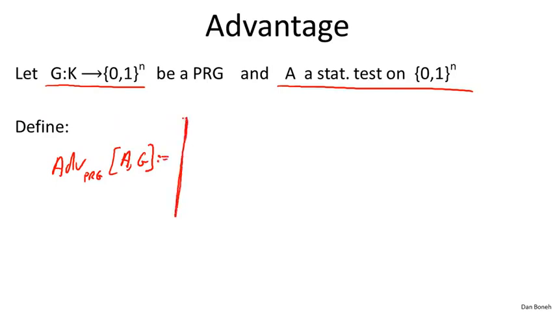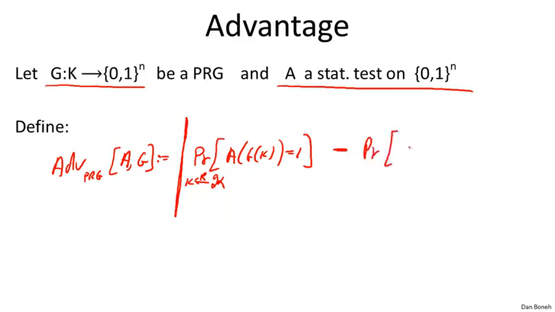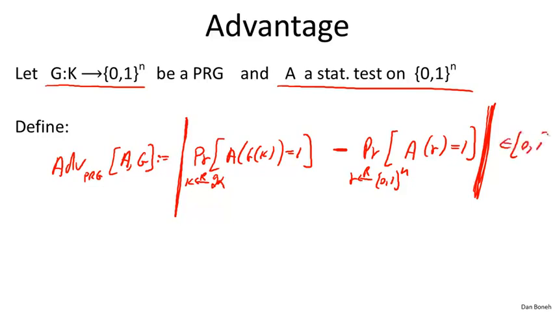It's basically the difference between two quantities. The first quantity is basically we ask how likely is the statistical test to output 1 when we give it a pseudorandom string. Here k is chosen uniformly from the seed space. And we ask how likely is the statistical test to output 1 when we give it a pseudorandom output generated by the generator. Versus now we ask how likely is the statistical test to output 1 when we give it a truly random string. So here r is truly random in {0,1}^n. And we look at the difference between these two quantities. Now you realize because these are differences of probabilities, this advantage is always going to lie in the interval [0, 1]. So let's think a little bit about what this advantage actually means.